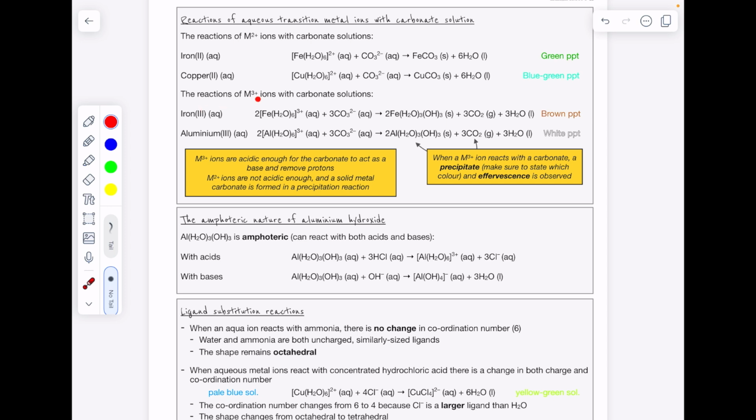And now the reactions of metal 3+ ions with carbonate solutions. Iron 3 produces the brown precipitate and carbon dioxide gas. Aluminium 3 produces a white precipitate and again carbon dioxide gas. And remember that gas will be seen as effervescence, which is in effect fizzing.